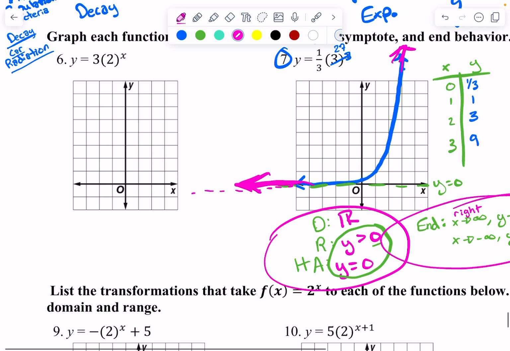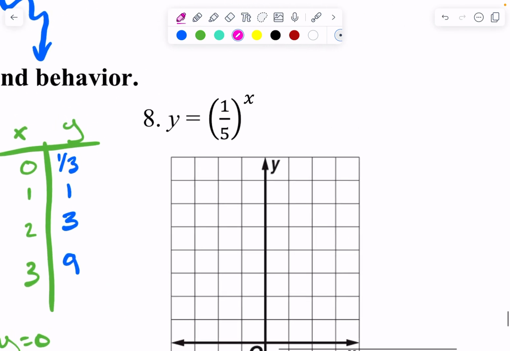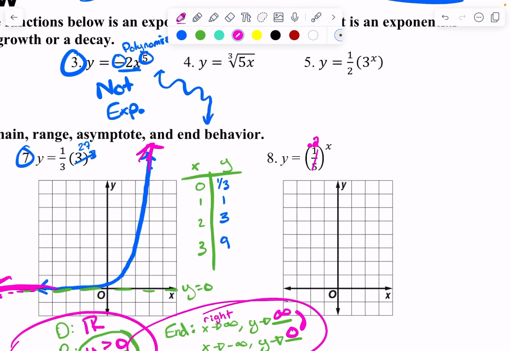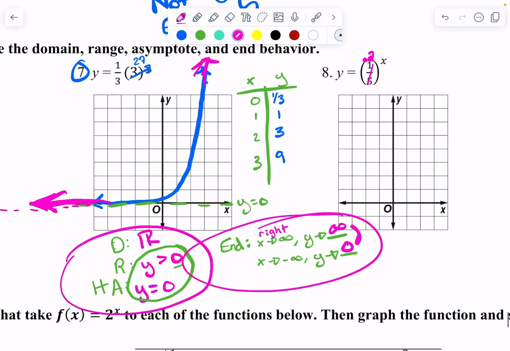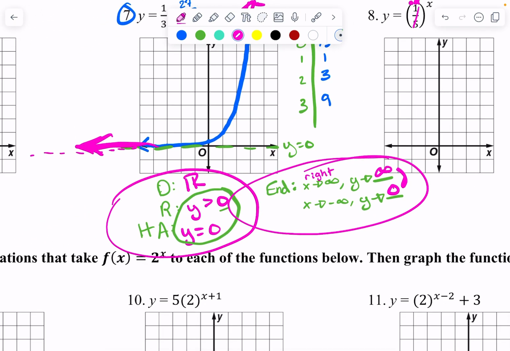Okay, so I would start on 6 and 8 by possibly making a table. You can plug this into your calculator if you want to. Like 1/5 is 0.2 if you want to do that. So take it to the 0 power, take it to the first power, take it to the second power, that type of thing. And you will see what he will look like. Okay, so make your table of values and then fill in your domain, range, all that good stuff.